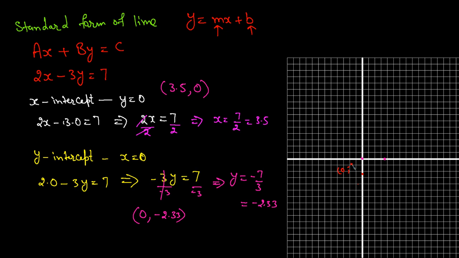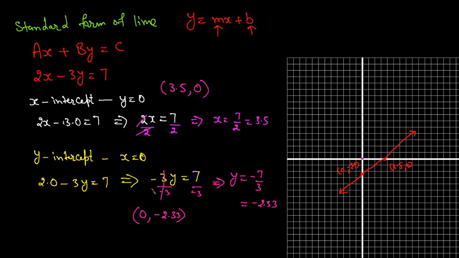All right, so we have 0 and negative 2.33. This is the point over here, and this point is 3.5 and 0. Now if we join these 2 points, that will be our line. You extend it, and it looks like this line is rising, so the slope is going to be positive in this case. So that's how you can graph a standard form of a line.